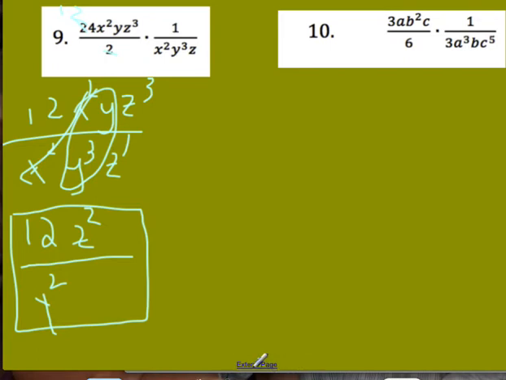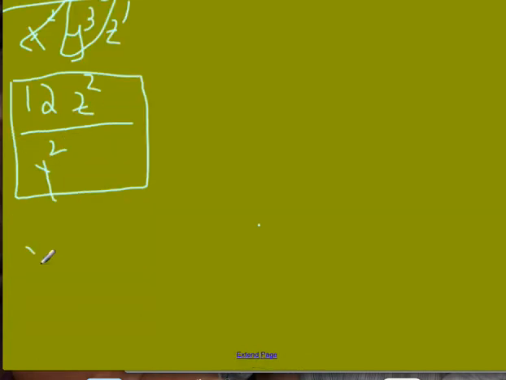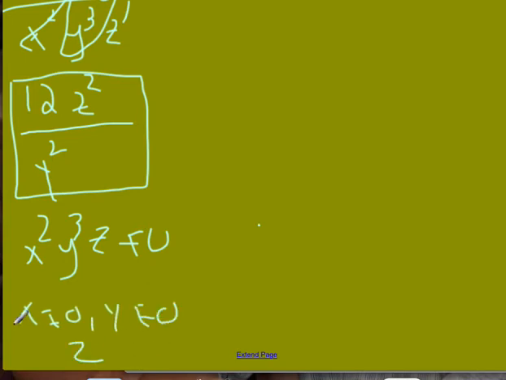Now, taking a look at your excluded values, we're saying x squared, y cubed, z cannot equal 0. So that tells us that x cannot equal 0, y cannot equal 0, and z cannot equal 0. And that's your final answer for the excluded values for number 9.